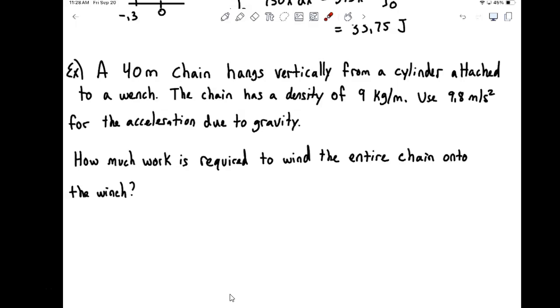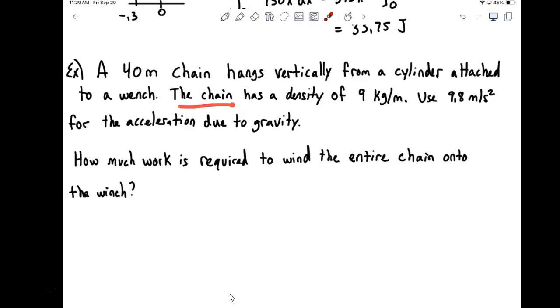That's a different situation than if you had, say, a 40-meter chain, but it's only being wound up onto a cylinder that's 10 meters above the ground. Well, then the remaining 30 meters of the chain would actually be laying on the ground, and so you'd be doing a different type of situation there. But here the whole chain is hanging vertically from a cylinder. That cylinder is attached to a winch.